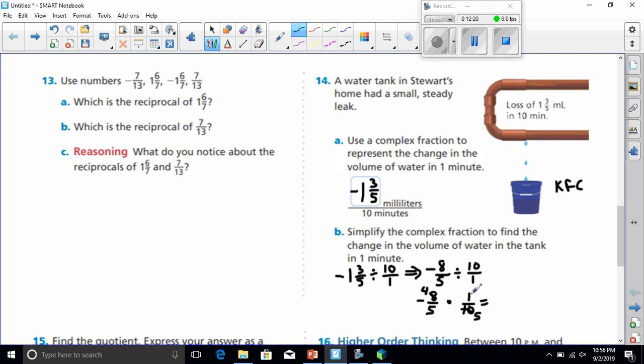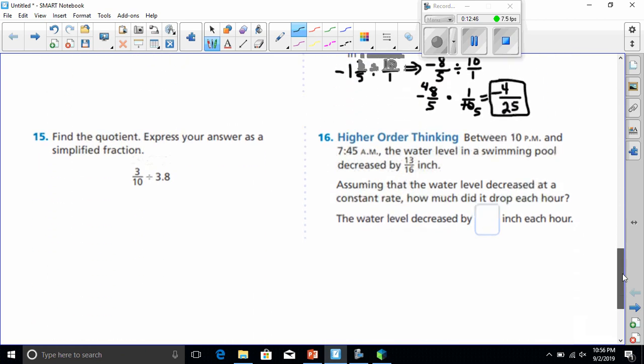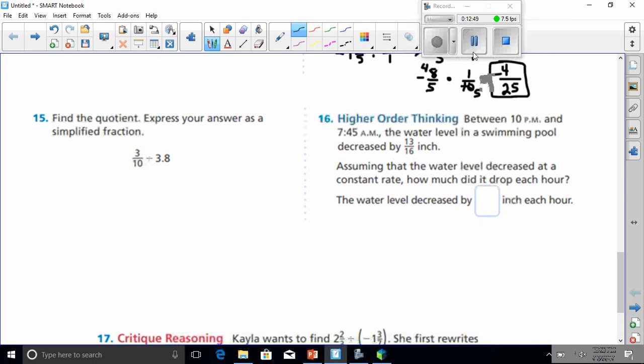Now we have 4 times 1, that equals 4. We have 5 times 5, which equals 25. And we have a negative times a positive, so we know our answer is negative. So the answer to this problem is negative 4 over 25. And I think we're ready to move on to number 16, high order thinking.